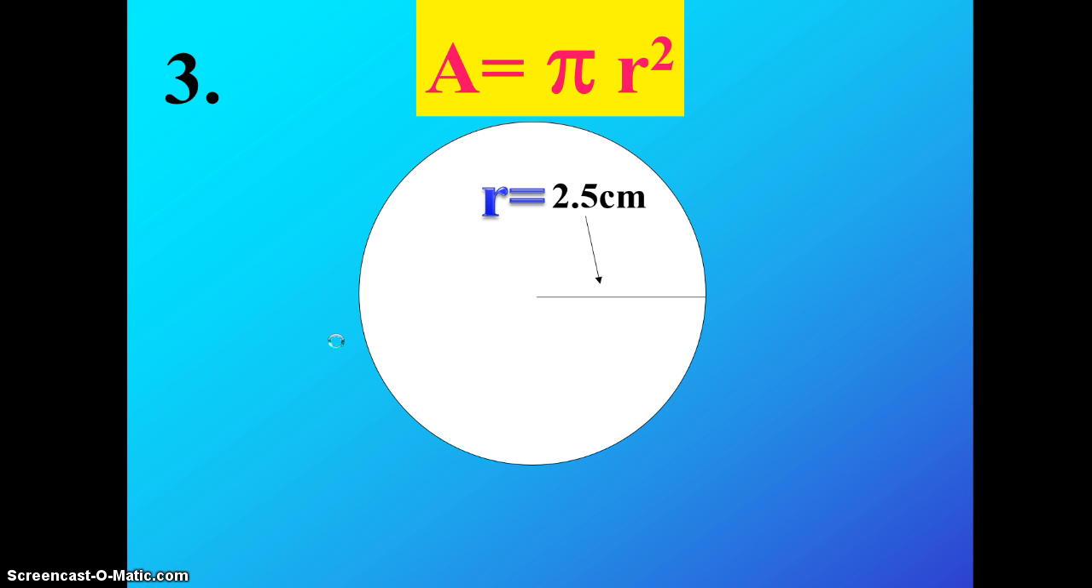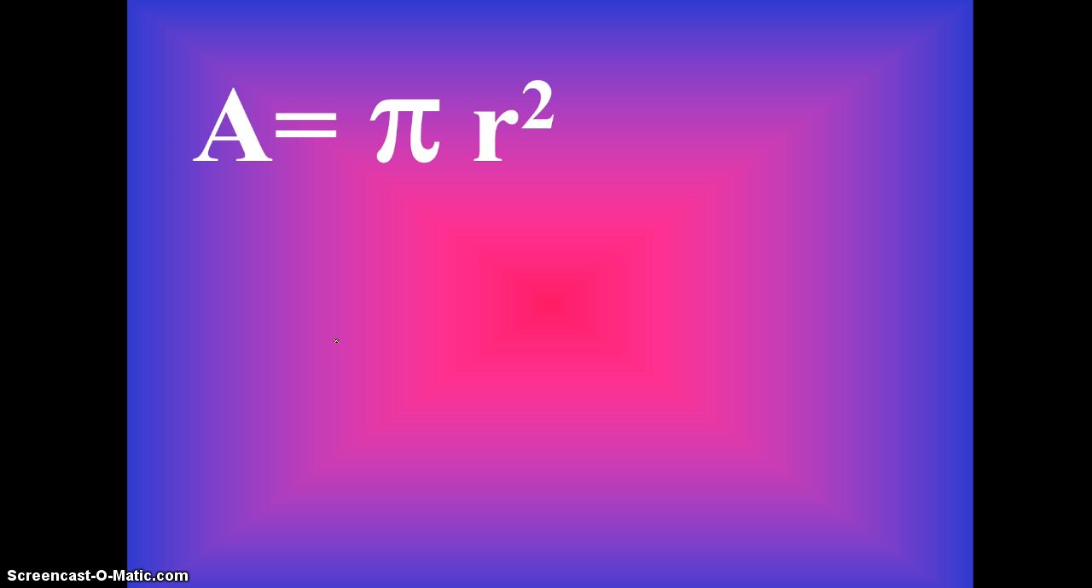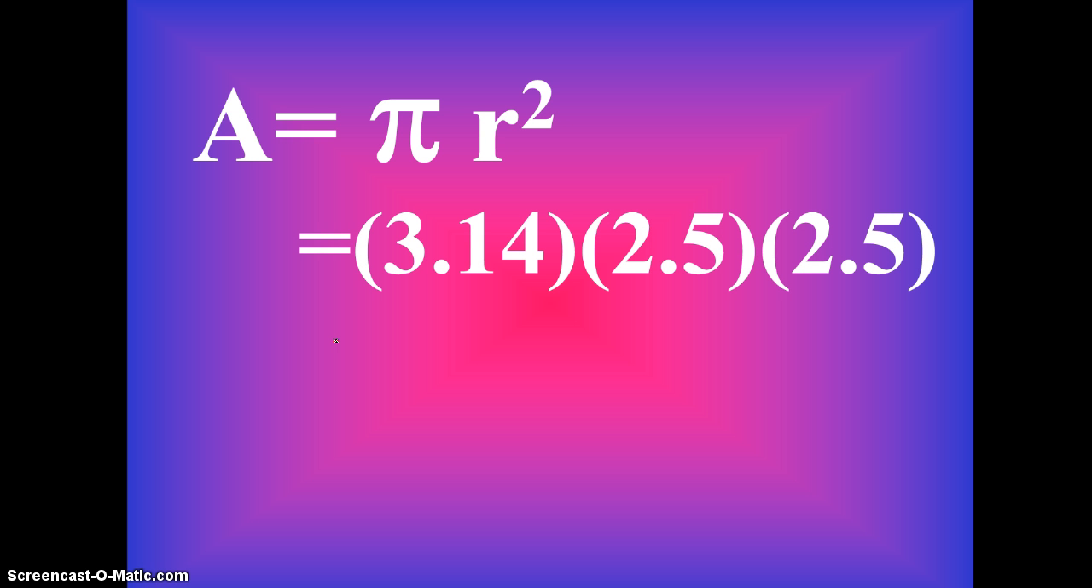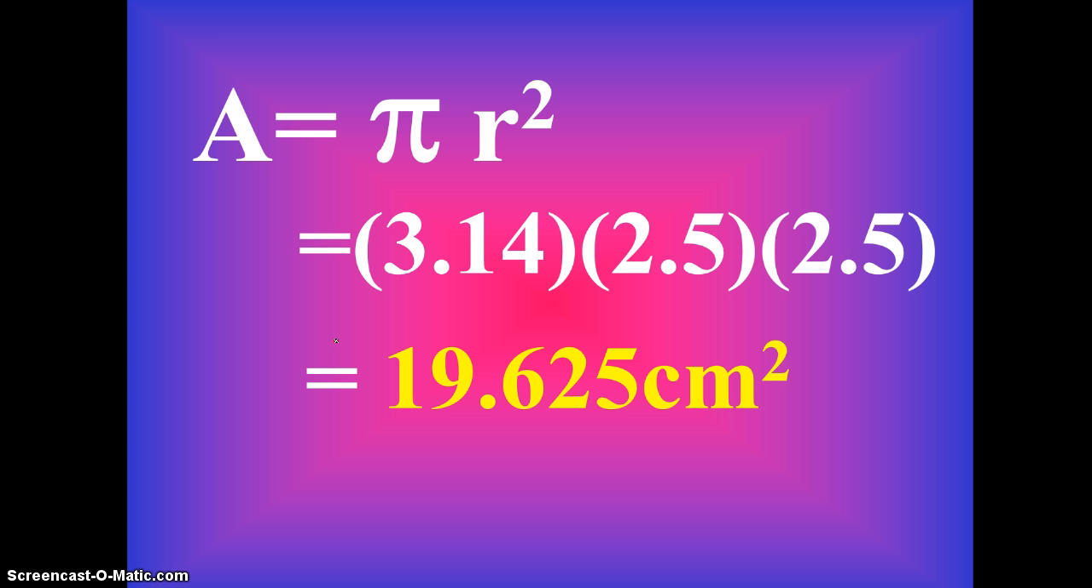And yet another circle with a radius of 2 and 5/10 centimeters. Area is equal to pi times the radius squared. So that is 3.14 times 2 5/10 squared, or 2 5/10 multiplied by itself. Go ahead and do that in the calculator. And our answer is 19 and 625/1000 centimeters squared.